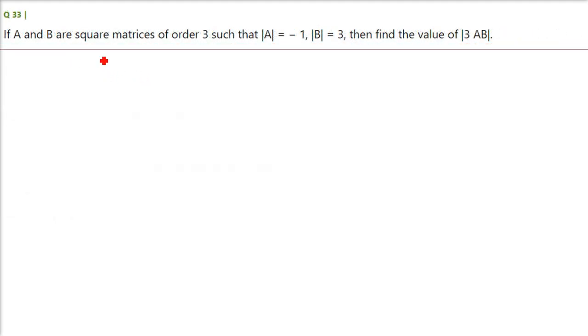If A and B are square matrices of order 3, such that they are square matrices, the rows or columns are the same, and this is order 3, that is a 3 by 3 matrix, and it is given the determinant of A is -1, determinant of B is 3. So determinant of 3AB, what will this be?